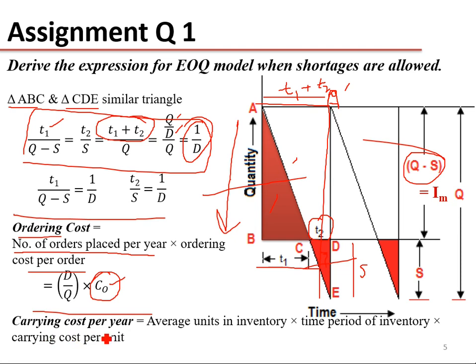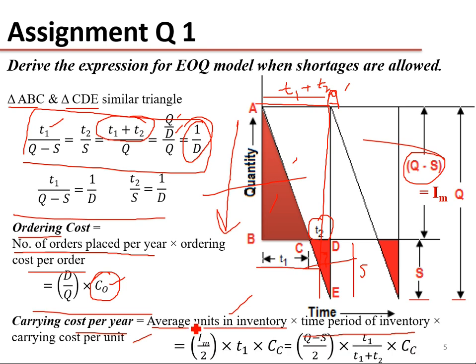And the holding cost or carrying cost per year, we can easily write as the average. This we already know, this is the average number of units in the inventory into the time period of the inventory and the carrying cost per unit. So with this formula we already know, and when we solve this thing over there, it is T1 plus T2 over here. So for this average units in the inventory, as I've already told you, we have the inventory only for the time period T1.